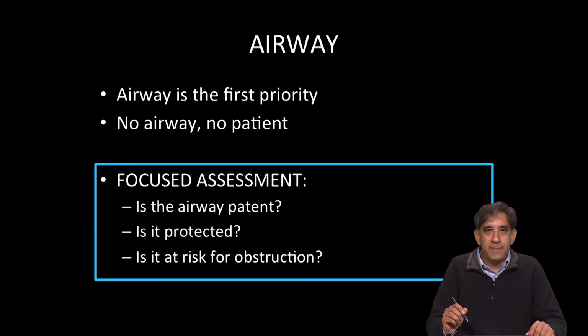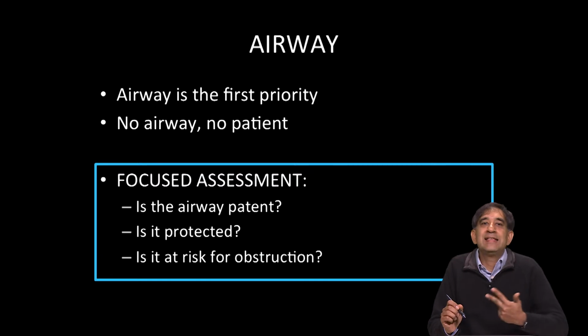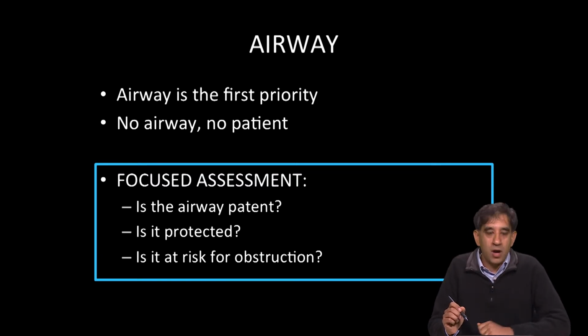Is the airway patent? And when I say patent, I mean, is it open? Is it protected? And when I say protected, I mean protected from what? Protected potentially from aspirating the contents of the stomach or secretions in the pharynx. And then finally, is it at risk for obstruction? So our focused assessment on the airway is: is it open? Is it protected? Is it at risk imminently for obstruction?